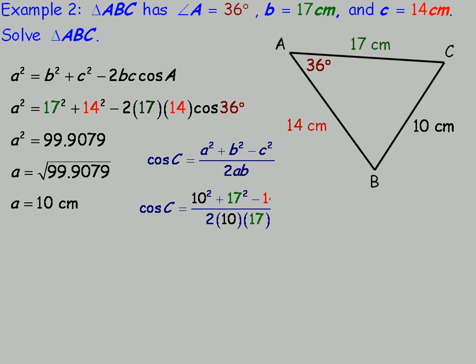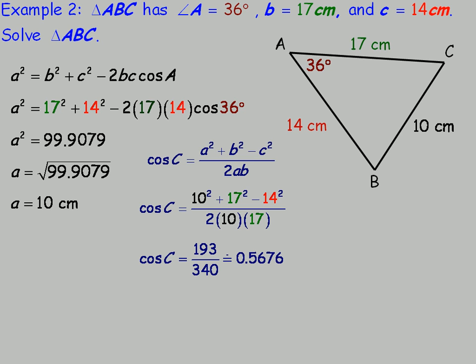And so we substitute in place of a, b, and c, the 10, 17, and 14 in the formula. And so we evaluate the entire right side here. So you have to do 10 squared plus 17 squared minus 14 squared in the numerator, and 2 times 10 times 17 in the denominator. And so in the numerator, 10 squared plus 17 squared minus 14 squared is 193. 2 times 10 times 17 is 340. And so we divide those to get about 0.5676. So cos C equals 0.5676 to 4 decimal places.